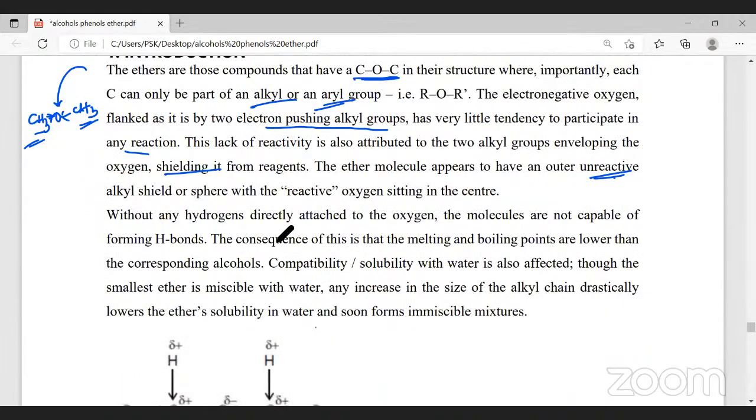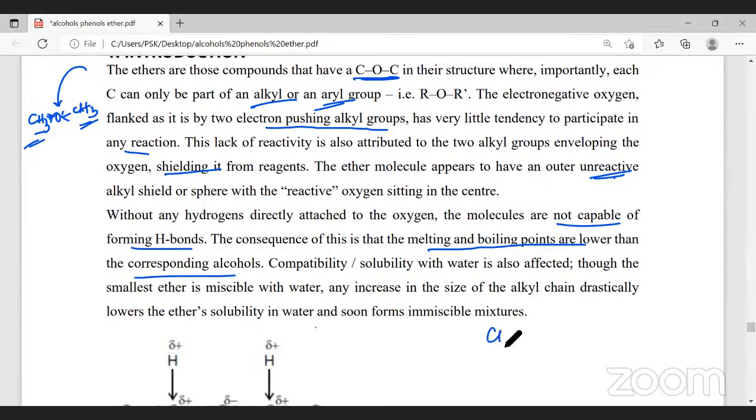Without any hydrogens directly attached to oxygen, the molecules are not capable of forming hydrogen bonds. Since in ether there is no hydrogen directly bonded to oxygen, ethers are not capable of forming hydrogen bonds. The consequence of this is that melting and boiling points are lower than the corresponding alcohols. Now, what does that mean?